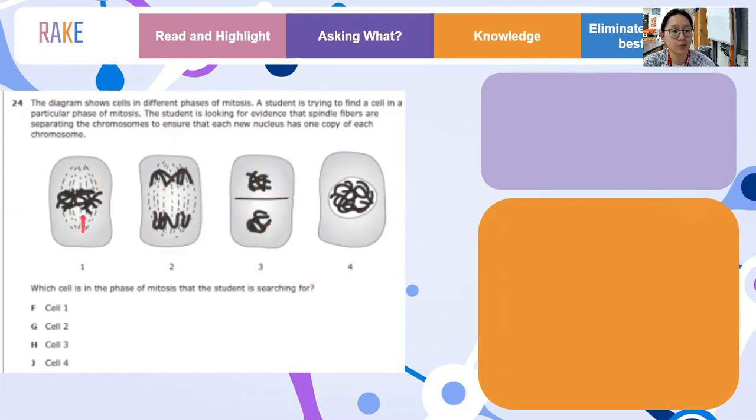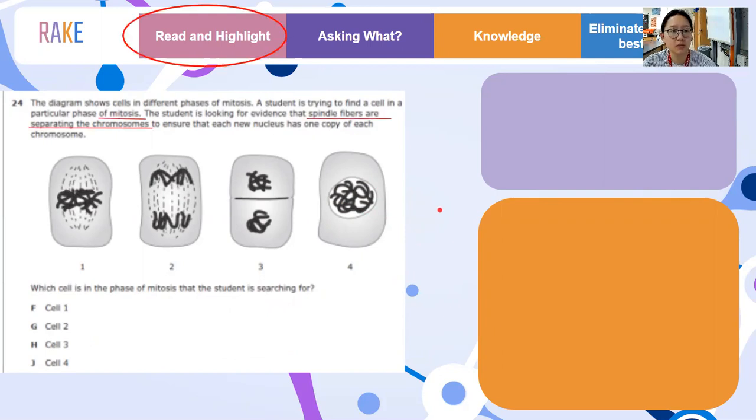Notice that in 1, there are spindle fibers. They're lying along the middle. There are spindle fibers in 2, but they're being pulled apart. In 3, a cell plate is forming to conjoin the cell wall and separate the two cells. And in cell 4, the chromosomes are formed, but the nucleus still hasn't broken down yet. So in this question, they're asking which cell is a phase of mitosis that the student is looking for. Is it 1, 2, 3, or 4?